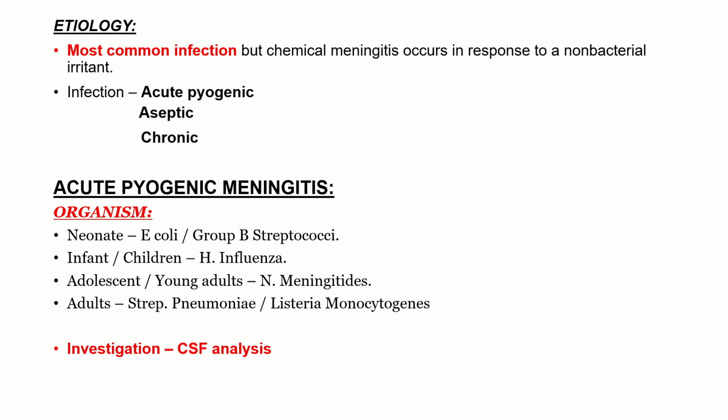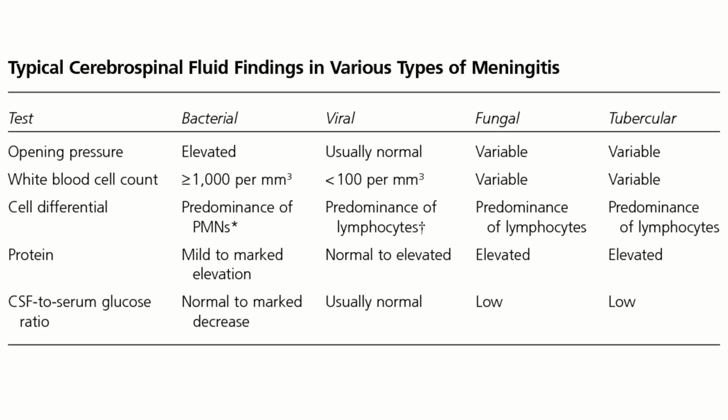Once a patient presents with a characteristic history of fever, headache, projectile vomiting and neck stiffness, and you suspect meningitis, you will do a CSF analysis. You will do a pathological examination, then a biochemical test, and finally microbiology or culture to know the exact organism. So what do we see in CSF in bacterial meningitis? Here I have given findings for all types, but we are going to discuss only bacterial meningitis.